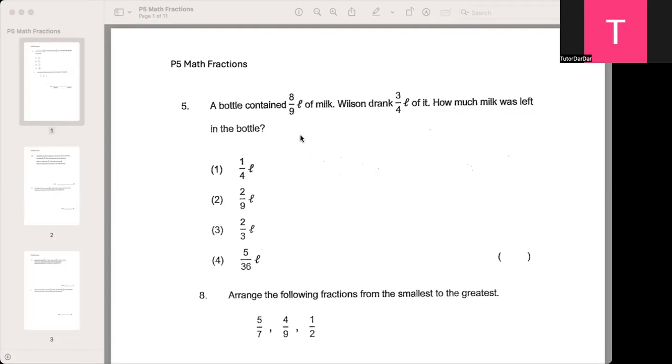A bottle contained 8/9 liters of milk. Wilson drank 3/4 liters of it. How much milk was left in the bottle?